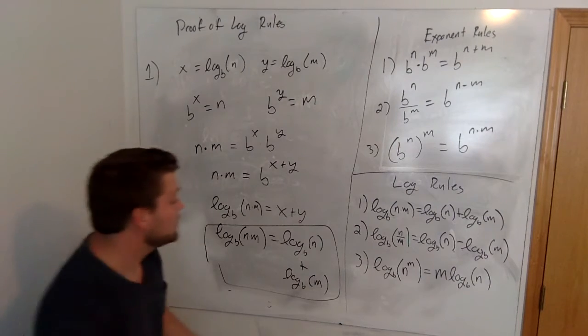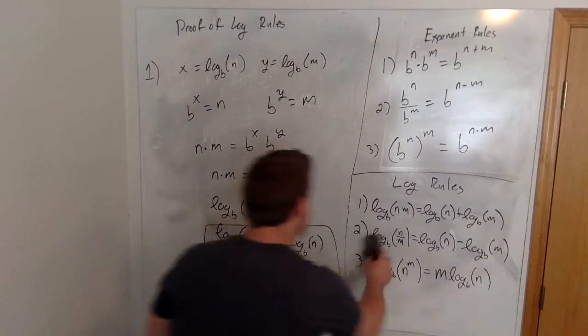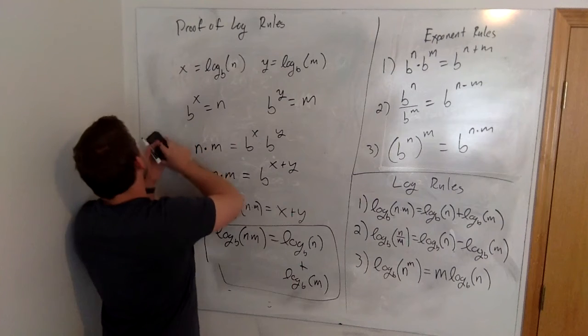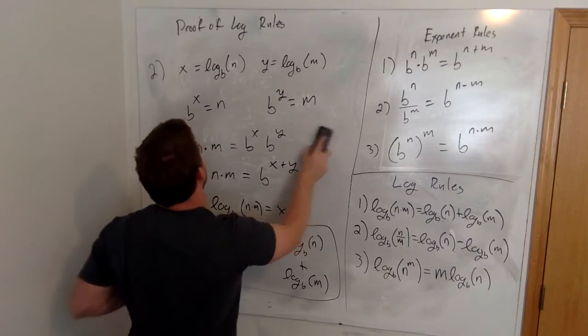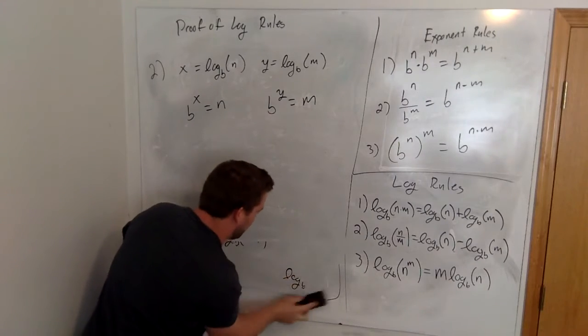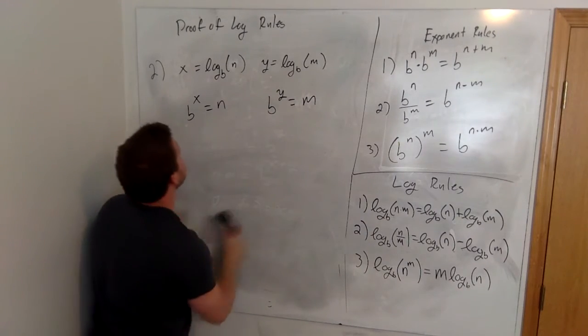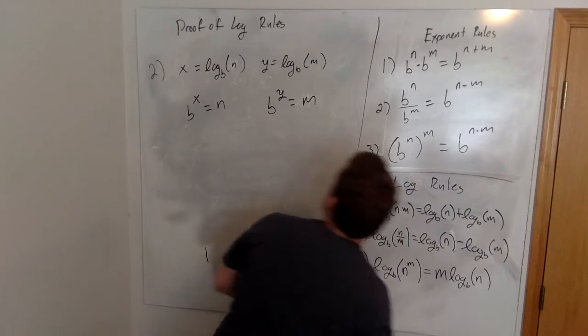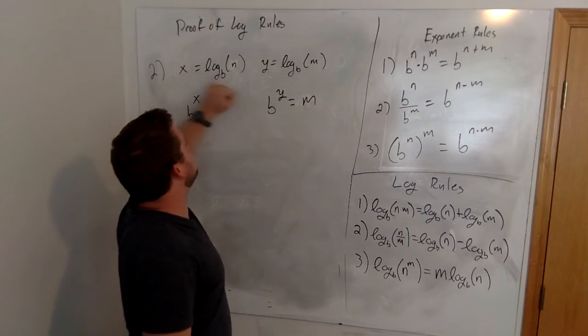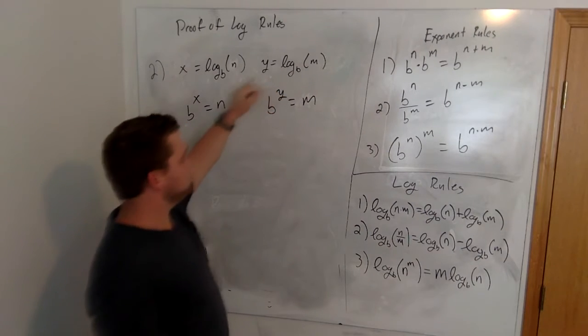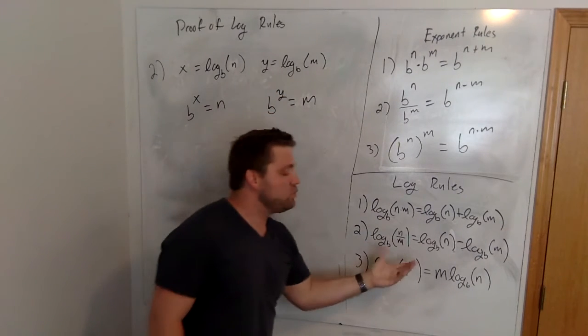Let's do number 2. We're going to prove number 2 in a very similar fashion. Okay, why is the second rule true? We're pretty much going to do almost the same exact exercise. Okay, we have log base b of n, log base b of m. This is equal to x, this is equal to y. In this case here, I want to know what happens when we divide.